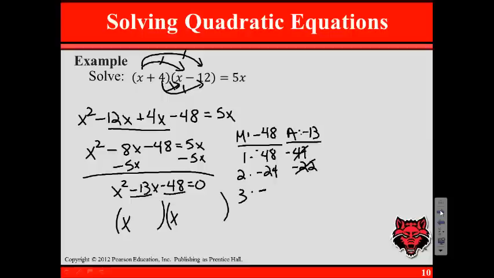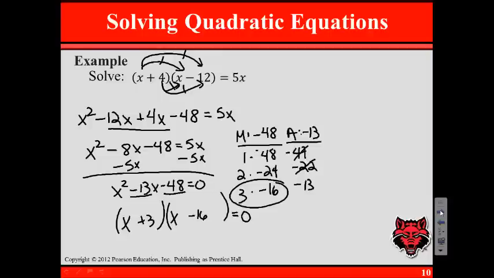3 and negative 16. 3 times negative 16 is negative 48. 3 plus negative 16 is negative 13. So these are the two factors we will use to fill in our binomials. So we have x plus 3, x minus 16, and that equals 0.